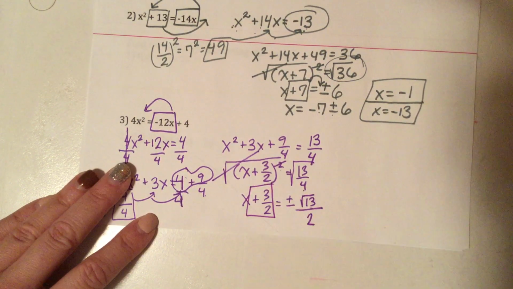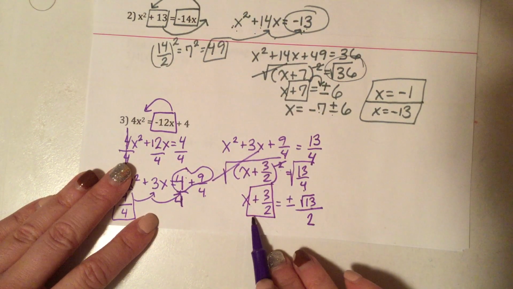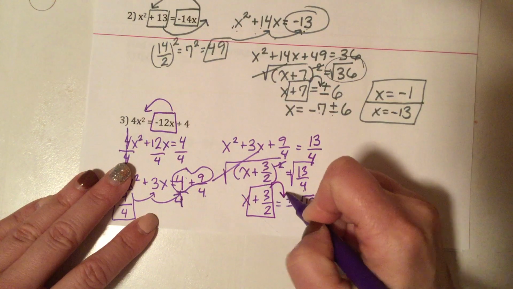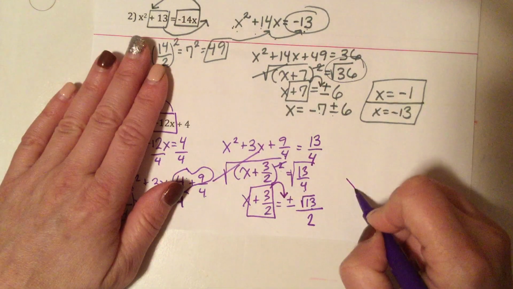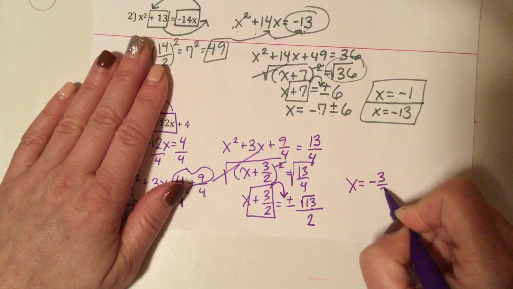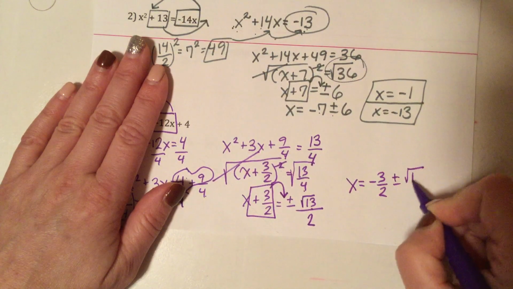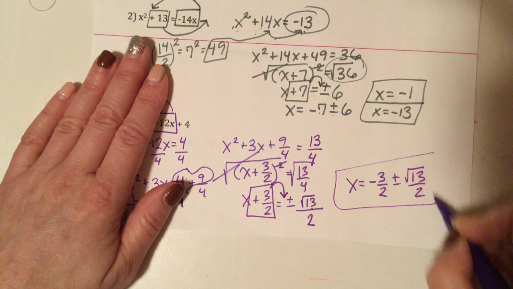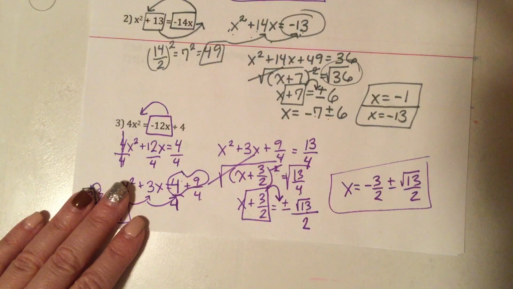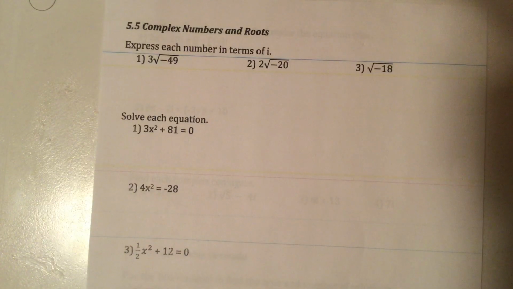Last step, I need to get x all by itself, so I need to move my plus 3/2. The way to move a positive is to subtract it. X equals negative 3/2 plus or minus the square root of 13 over 2. That is completing the square. Done with page 1, and we are done with section 4.4.